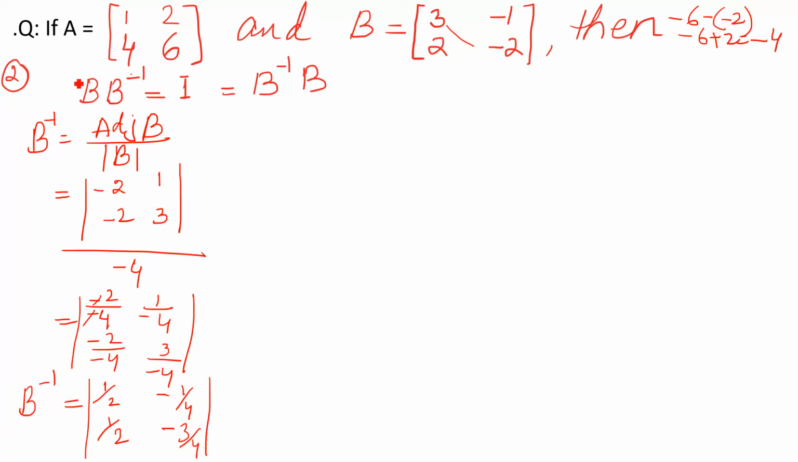So we have to multiply B with B inverse. This is B. See, B is given, but B inverse is not given. So you have to find the multiplicative inverse of B. The multiplicative inverse of B is equal to the adjoint of B divided by the determinant of B. We get this. So B is equal to 3, 2, negative 1 and negative 2, right? And then you have to write down the multiplicative inverse of B.